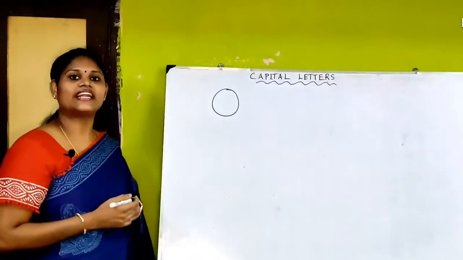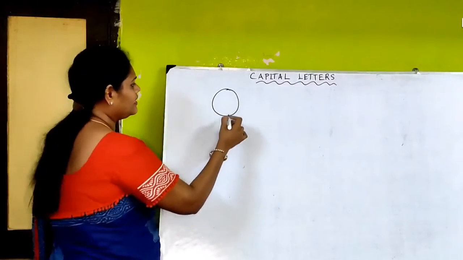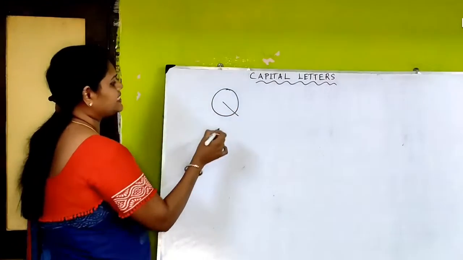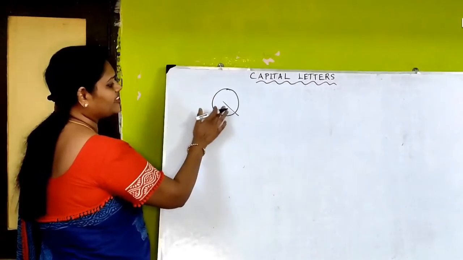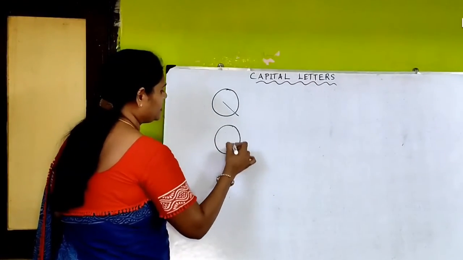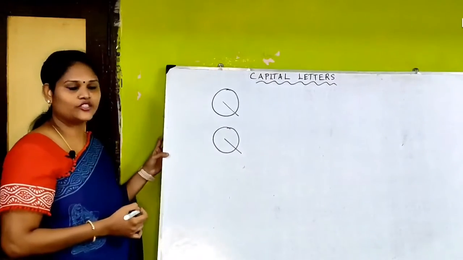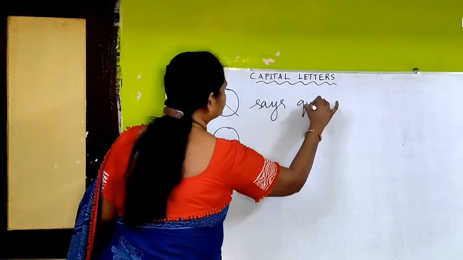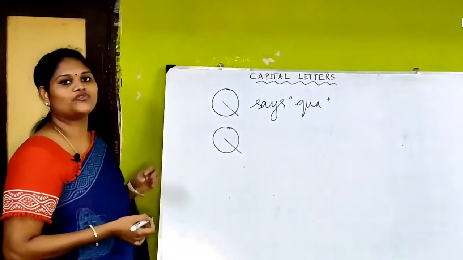Next letter is the letter Q. Now this is the circle, full circle. Then inside the circle, there is a slanting line to your right. This slanting line faces the right. Again I repeat, full circle, slanting line faces the right. This is capital Q and Q says qua. This is the sound for Q.